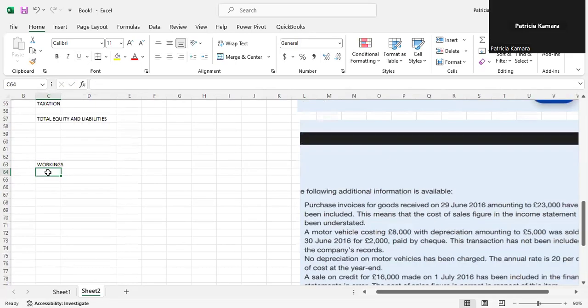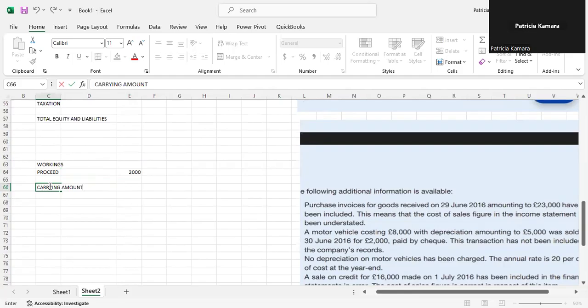So, proceeds. We sold the item for 2,000, right? And then let's calculate the carrying amount of the asset. Remember what we said about carrying amounts, how it should be calculated. It is the cost minus accumulated depreciation.